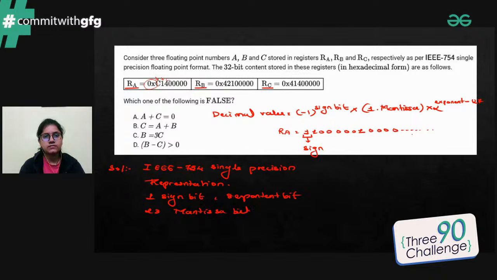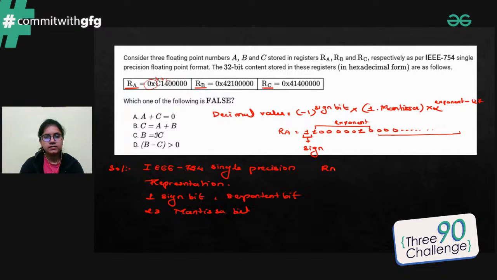So this first bit is reserved as the sign bit, and 8 bits for the exponent part. From here, 1 2 3 4 5 6 7 8, this is for the exponent part, and the rest are for the mantissa part. And how many mantissa bits? 23. Okay, let's write this as a number.